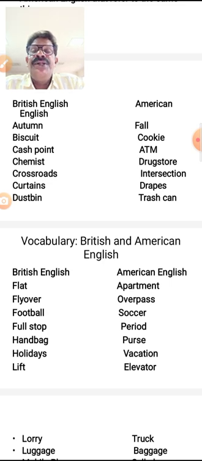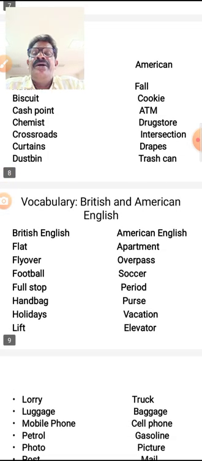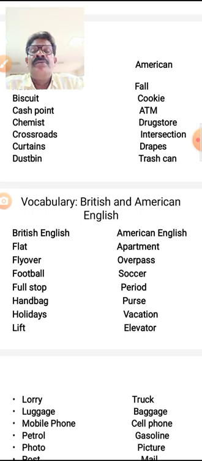And in British English, curtains, the curtains which we use for our bedrooms and windows, in American they are called drapes. And dustbin, this is also a very commonly used word in India. As I have told you, we have been using RP, that is received pronunciation of England. So we call it dustbin. In British English also it is called dustbin. But in American, it transforms into trash can.